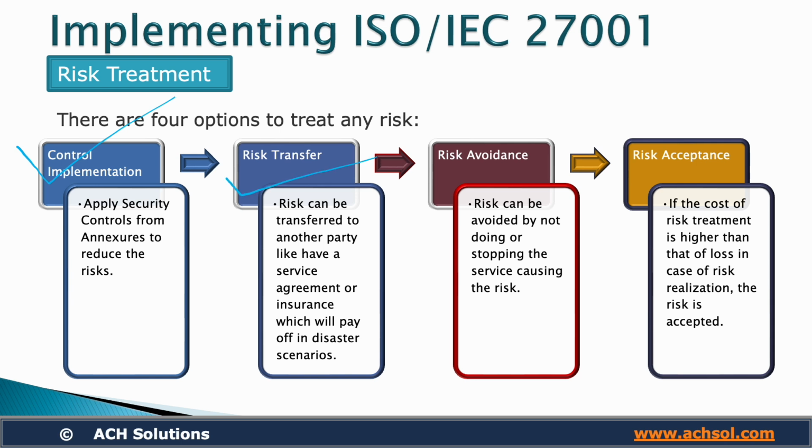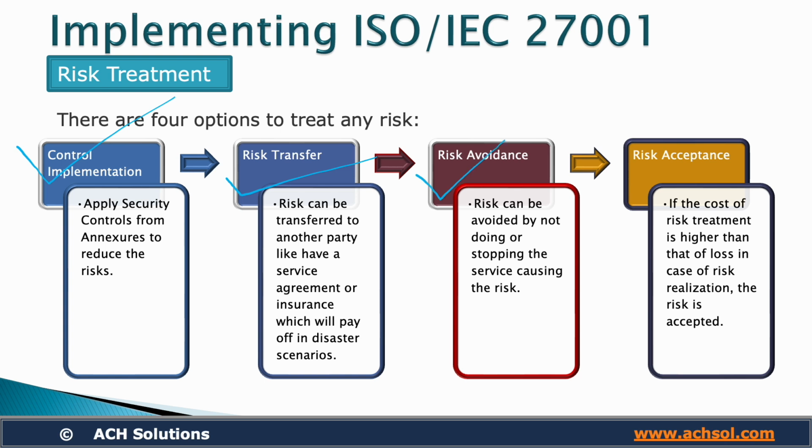The second one is risk transfer. In this case, the risk is transferred to another party. A common example of this is using insurance. By purchasing an insurance policy or establishing service agreements, the financial burden in case of a disaster or breach is shifted to a third party, ensuring that the organization isn't solely responsible for the fallout, or the loss is not completely borne by the organization.